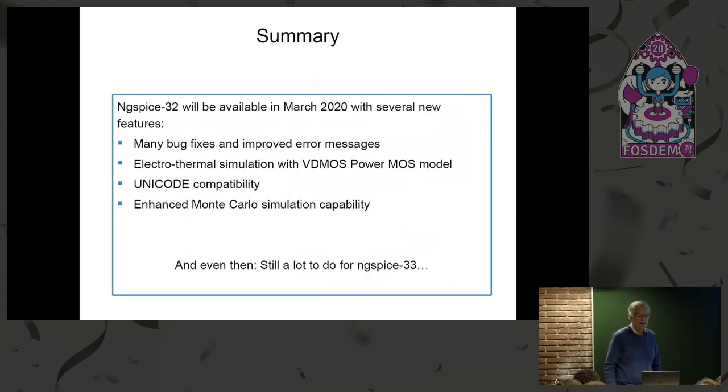Okay, so to summarize, ngSpice hopefully will be available in March this year with several new features, many, many bug fixes, Unicode compatibility, enhanced Monte Carlo simulation capability. I didn't talk about this here today, but this is another thing of interest, especially for the IC designers. And we have these electrothermal models of power devices integrated. And even then, we just think about what we will do next for ngSpice 33.